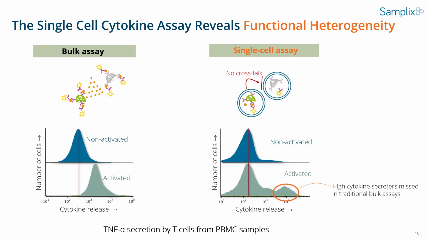Now, if we perform this assay as a single cell assay, so now we are really putting the cells inside droplets, we're preventing this crosstalk that we saw in the bulk assay. When we do this type of analysis, we can see that indeed there are some cells that start secreting a lot of cytokine upon activation, but by far the majority of cells don't change much in profile. There's definitely a small fraction of very high secretors that are revealed by the cytokine assay.